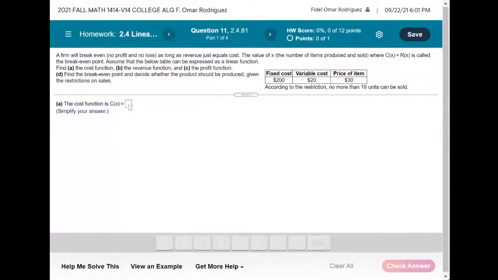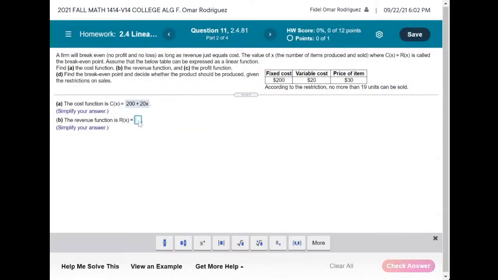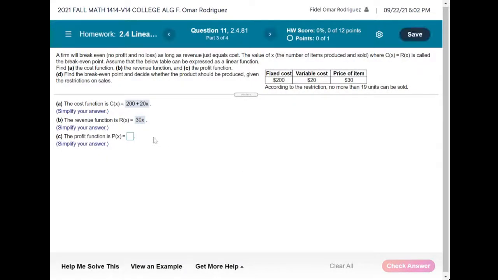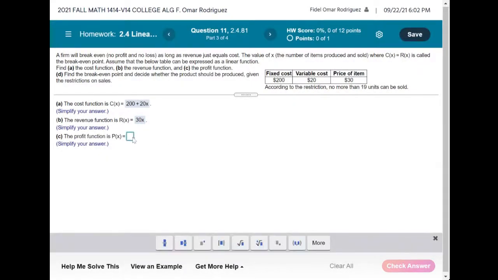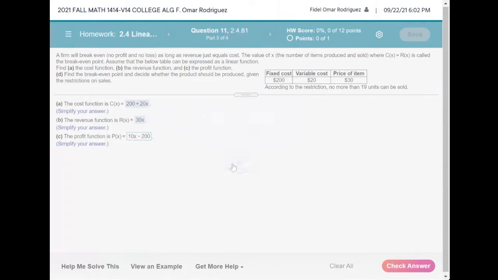Okay, so here we go. We said our cost function was 200 plus 20x. I'm going to check my answer, and we got that part right. Then we said our revenue function was 30x, and I'm going to check my answer there, and that part was the same thing. And then for our profit function, we came up with 10x minus 200. That's what we came up with when we wrote it all out, and we got that part right.